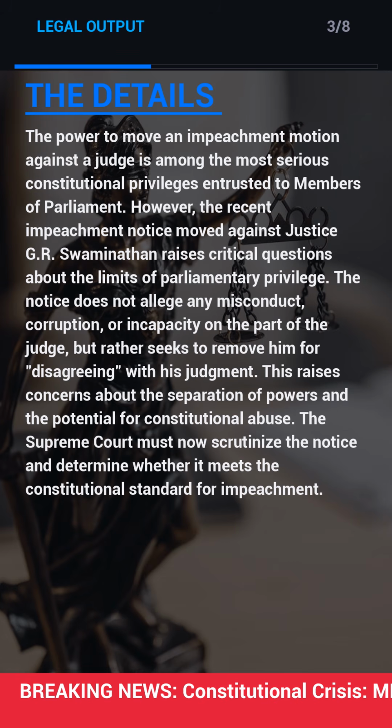The Supreme Court must now scrutinize the notice and determine whether it meets the constitutional standard for impeachment.